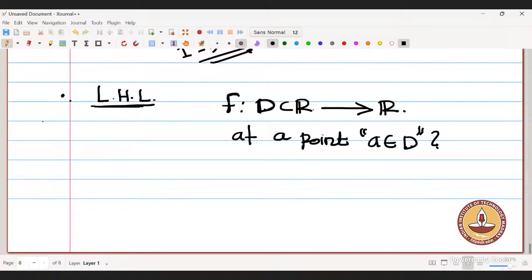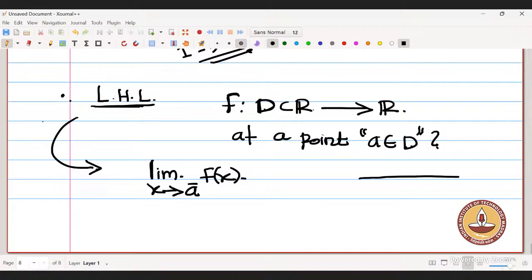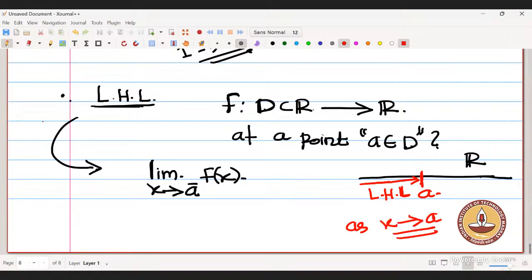The first one is the left hand limit. And what is this left hand limit? If I give you the definition, it is precisely one line. Suppose you have the number line R, and your A is somewhere here. You want to check where your function is approaching when you are coming to this a from the left hand side. So as x is approaching a from the left hand side.